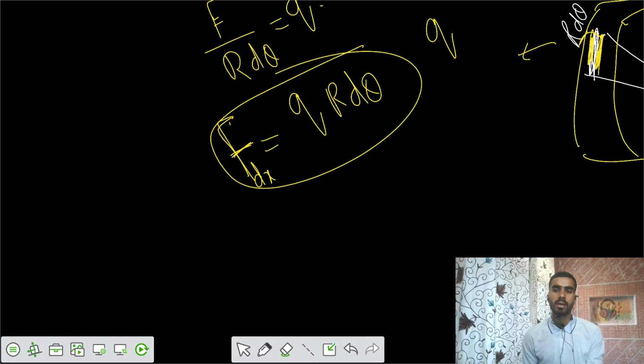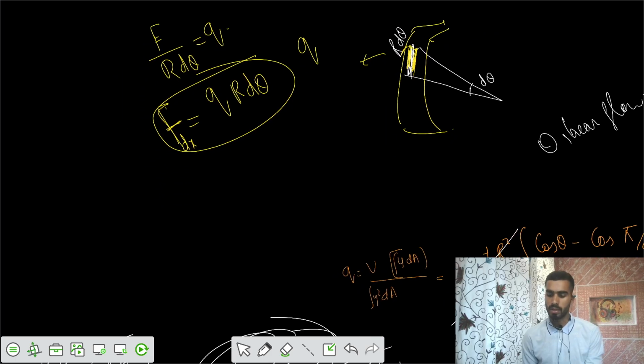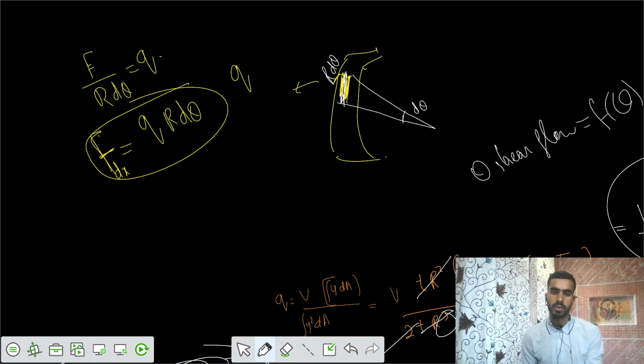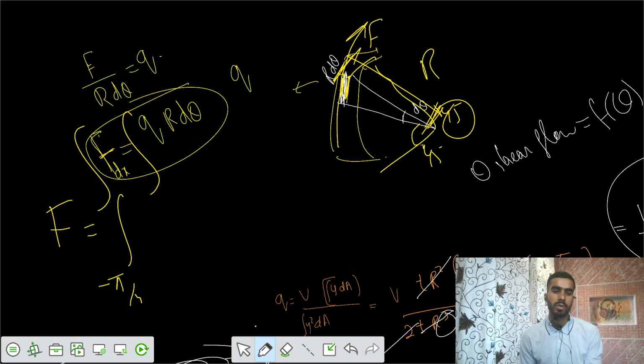So for the entire force, I have to integrate it, from the limits of minus pi by 4 to pi by 4. So this is your 45 to 45 degrees. So I can integrate it to get the total force F, and let's say that the resultant F is somewhere here, acting at a distance of R from that point O. So I would write total F equals integral from minus pi by 4 to pi by 4 of Q R d theta.